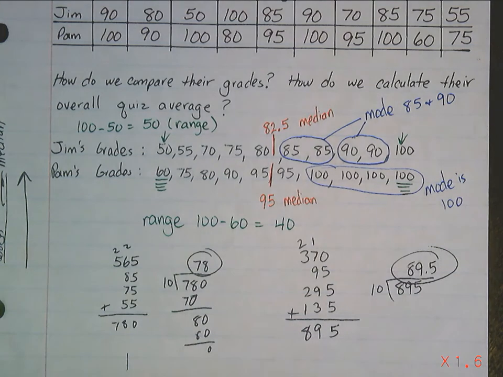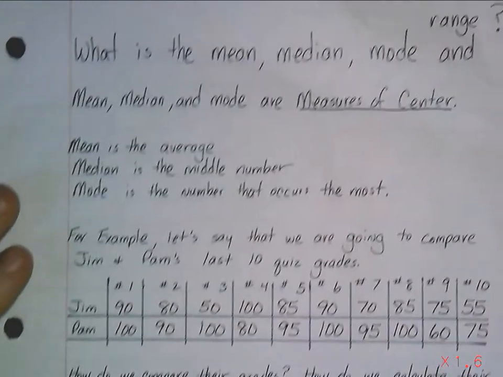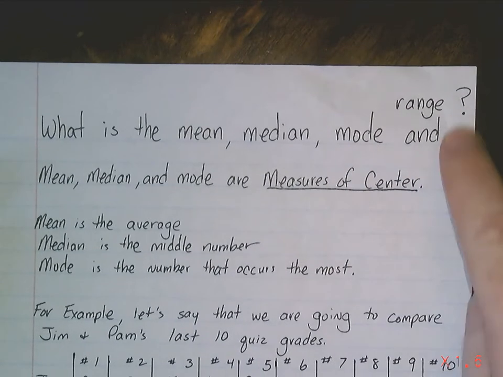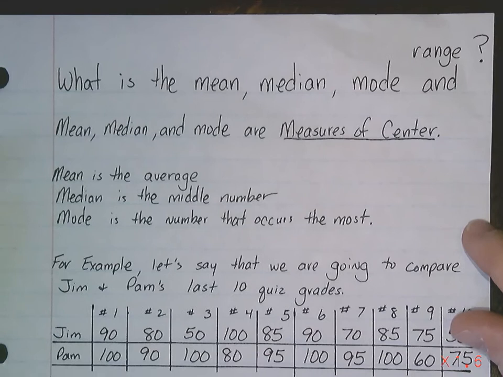So hopefully it makes sense. Hopefully this is helpful. Mean, median, and mode measure the center. Range is just the difference between the largest and smallest number in the data set.